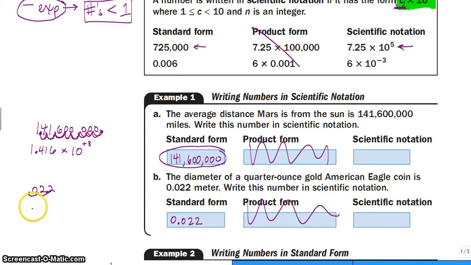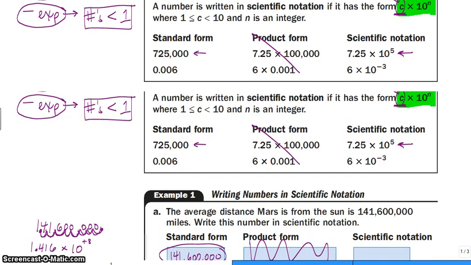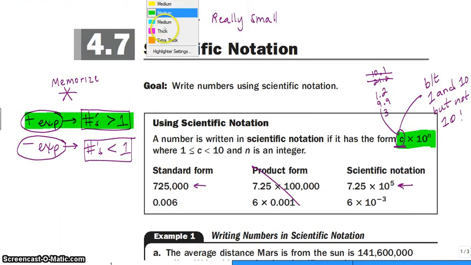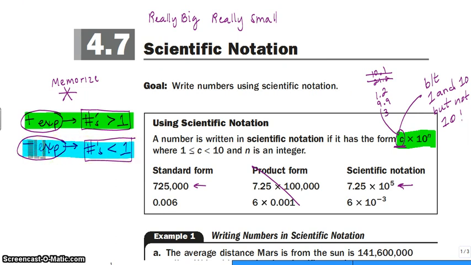That's too big. So 2.2 times 10 to the, how many loops did we do? Let's recount. We did 1, 2 loops, and last I checked, 0.022 is smaller than 1, so that's 2 loops, but it's got to be a negative exponent because negative exponents are for numbers smaller than 1. Okay?